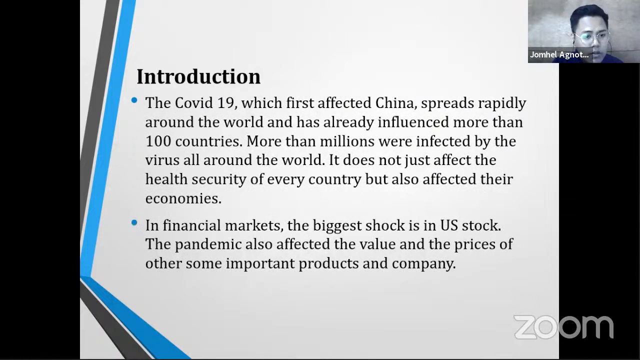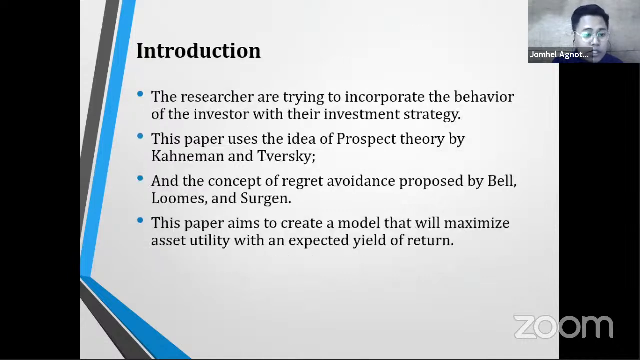COVID-19. As we all know, COVID-19 first struck China and then spread rapidly around the world and has already influenced more than 100 countries. More than millions were infected by the virus all over the world. It does not just affect the health security of every country, but it also affected their economies. In the financial markets, the biggest shock is in US stock. The pandemic also has affected the value and the prices of other important products and companies.